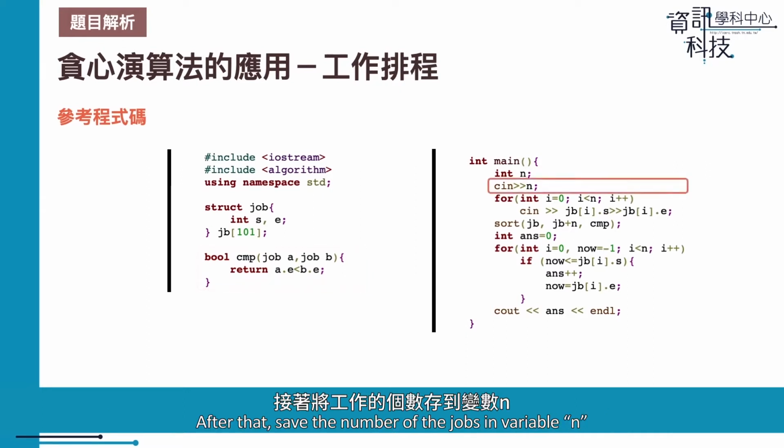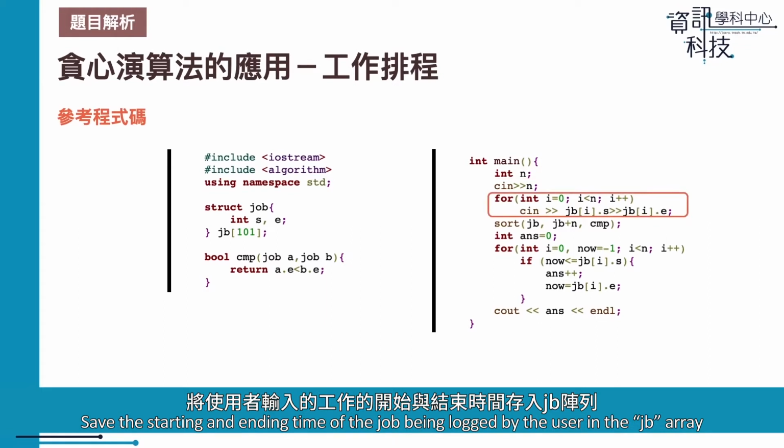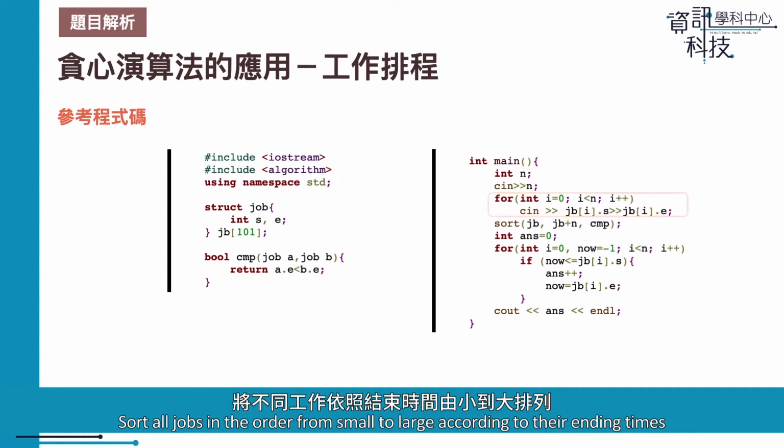After that, save the number of jobs in variable N. Save the starting and ending time of the jobs entered by the user in the JB array. Sort all jobs in the order from small to large according to their ending times.